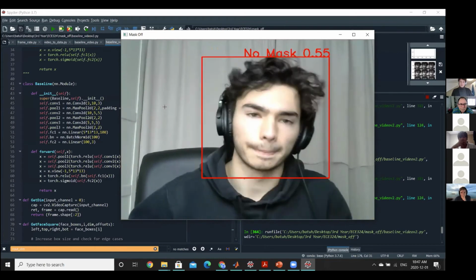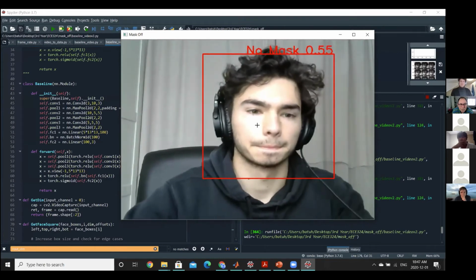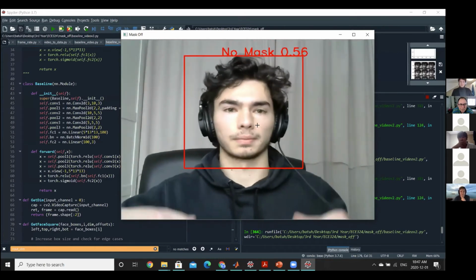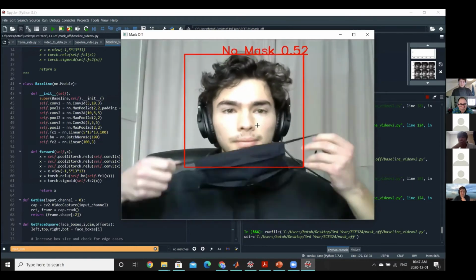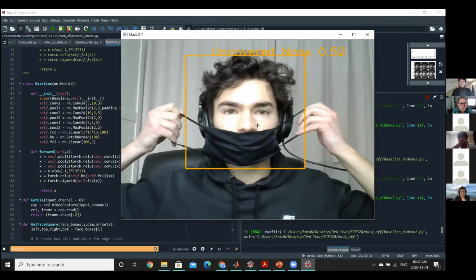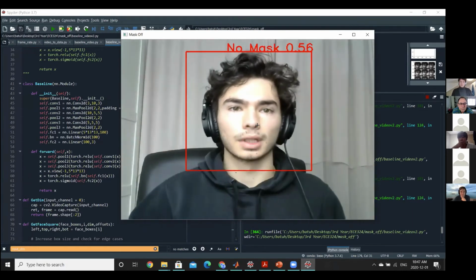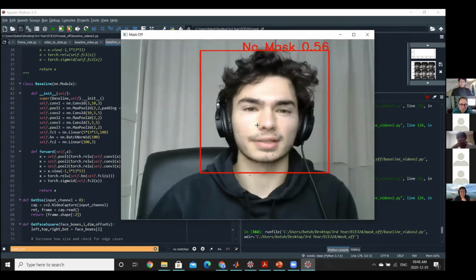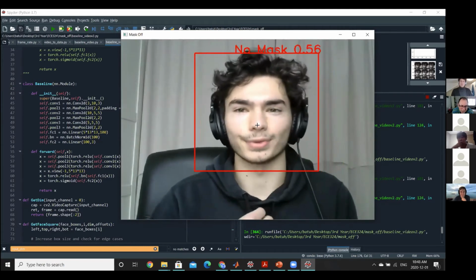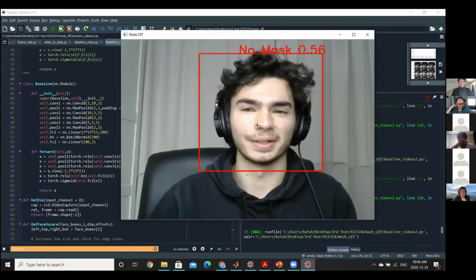Uncovered nose. Yeah, do that a bit more slowly. Oh yeah, sure. Mask. Yep. And then take it down under your nose. Uncovered nose. Look at that. I will say this is kind of cherry picking because I was part of the training data set as well, so obviously it's going to predict appropriately for me.